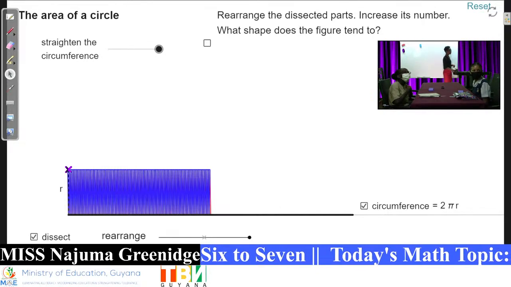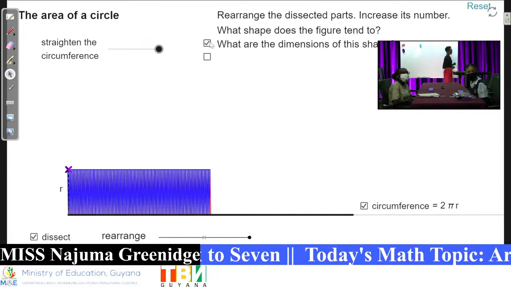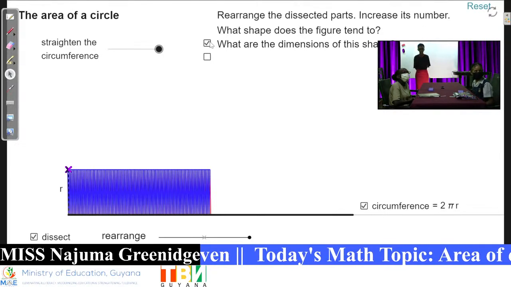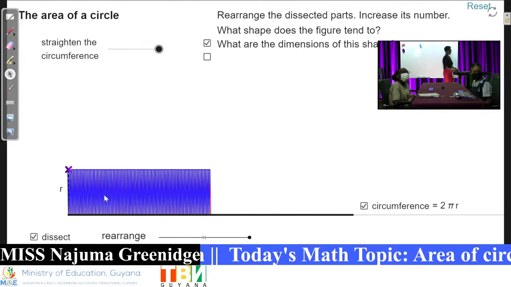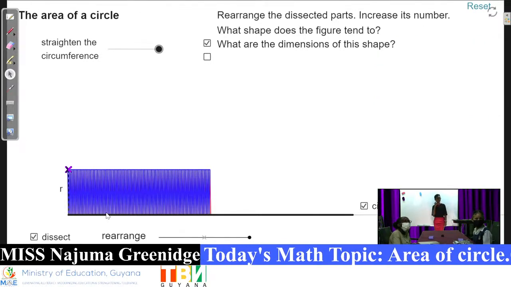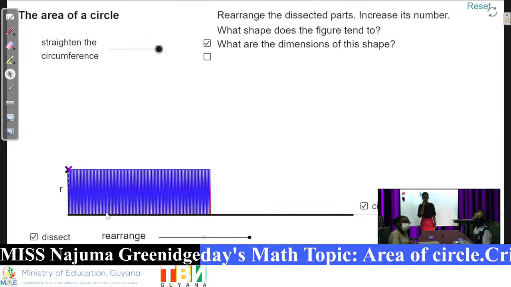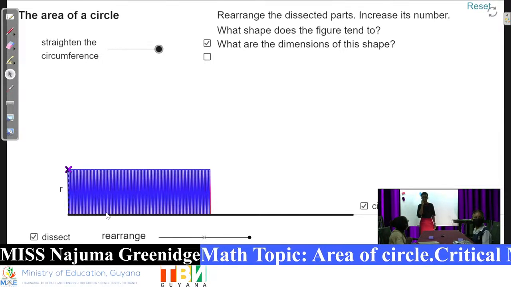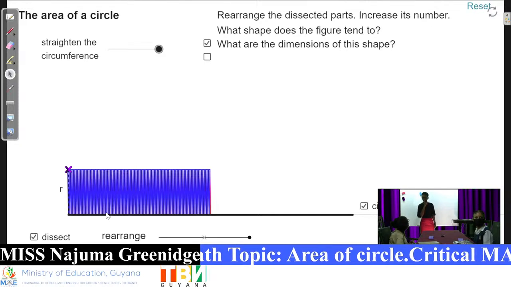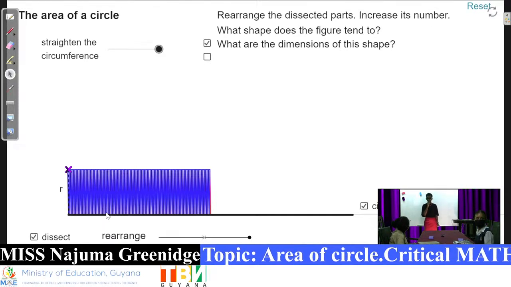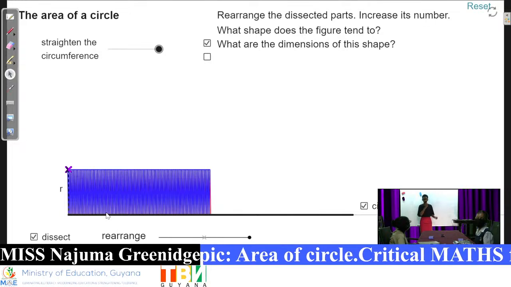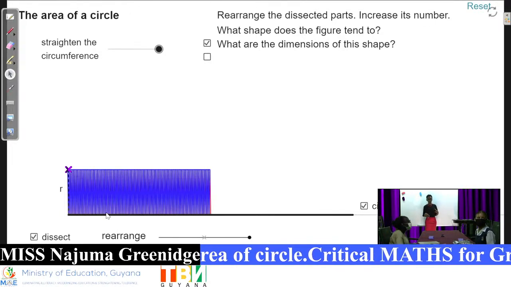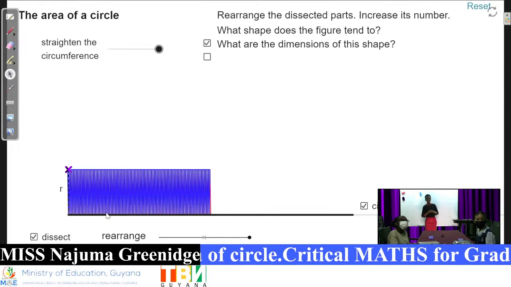So what are the dimensions of this shape now? So, let me see if I can write here. So we have the height of the rectangle, which is R. And then we have half of the circumference, right? Half of the circumference. Right? So how do we find the area of a rectangle? Length by breadth. So what is the length and what is the breadth in this figure? We'll come back to it in a bit, right?